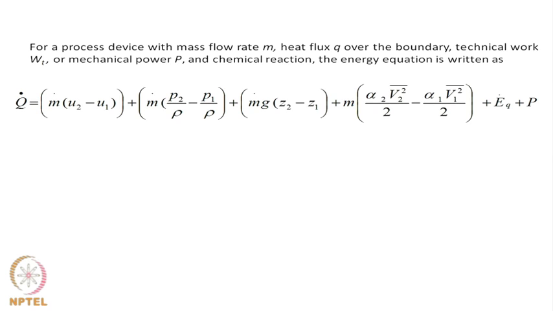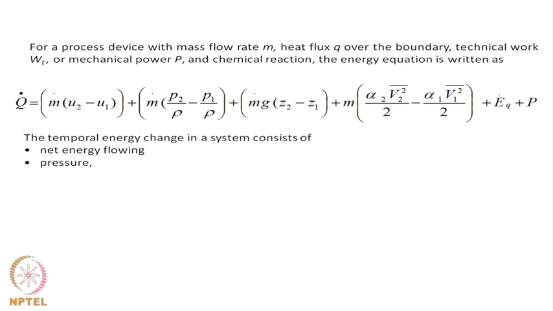So let us say we have a process device where the mass flow rate is m dot, and the heat flux q is over the boundary. If it's a tube, then we can think of this q as the heat flux being added through the walls of the tube, and the technical work, Wt, or the mechanical power, denoted as P, and there may be a chemical reaction, and therefore we can write the energy equation as given. So if you see here, the Q dot is the amount of heat, and the change in the energy has several components.